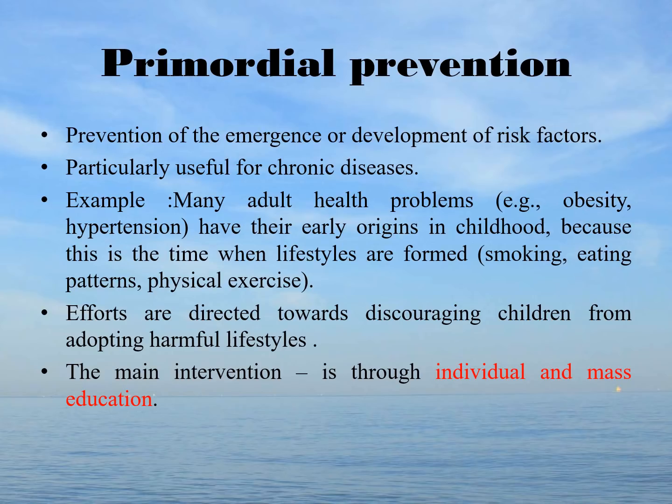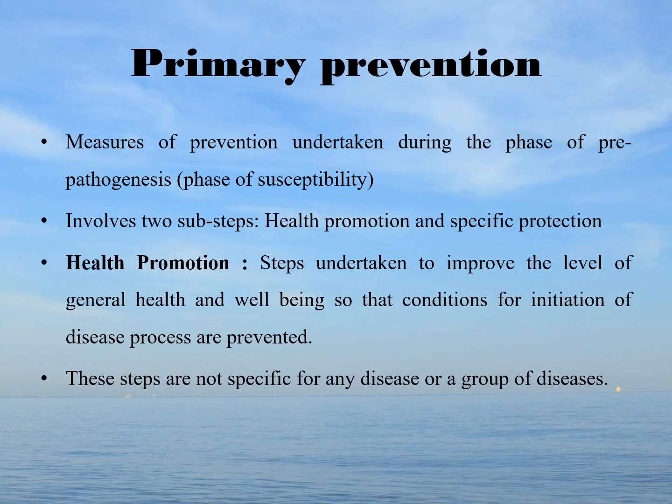And then we have levels of prevention of disease. So primordial prevention is prevention of the emergence or development of risk factors. These are particularly useful for chronic diseases. Example, so many adult health problems have their early origins in childhood because this is the time when lifestyles are formed. So efforts are directed towards discouraging children from adopting unhealthy lifestyles. Main intervention is through mass education.